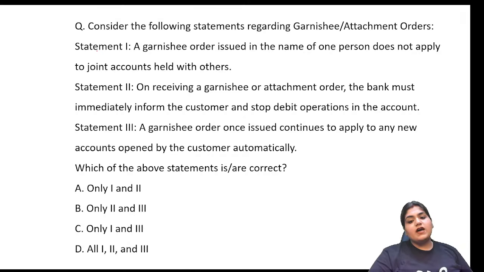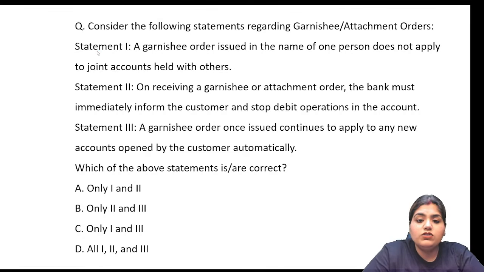Consider the following statements regarding garnishee order. What is a garnishee order? Garnishee order means a judgment debtor's debtor is a garnishee. If I have money in my bank and a person has filed a case against me and I have lost that case and there is some money I have to pay, the bank can be ordered to freeze my account to that sum of money. Bank is the garnishee. A garnishee order issued in the name of one person does not apply to the joint account held with another. Can a garnishee order be applied on the joint account? It cannot be. Garnishee order cannot apply to joint accounts.